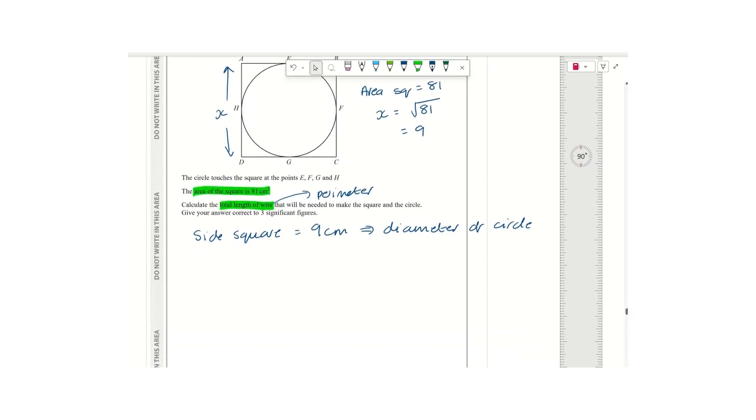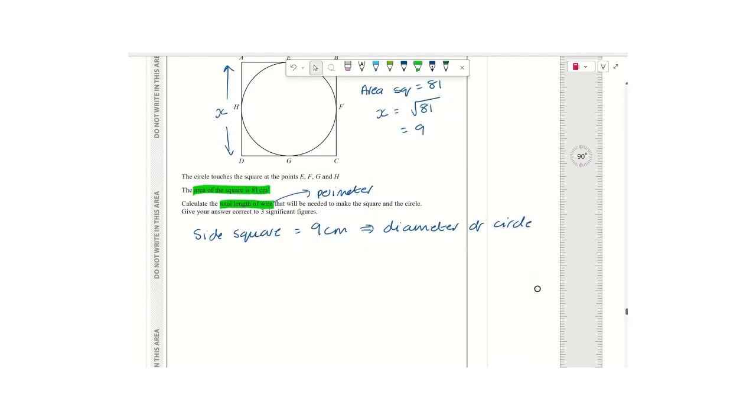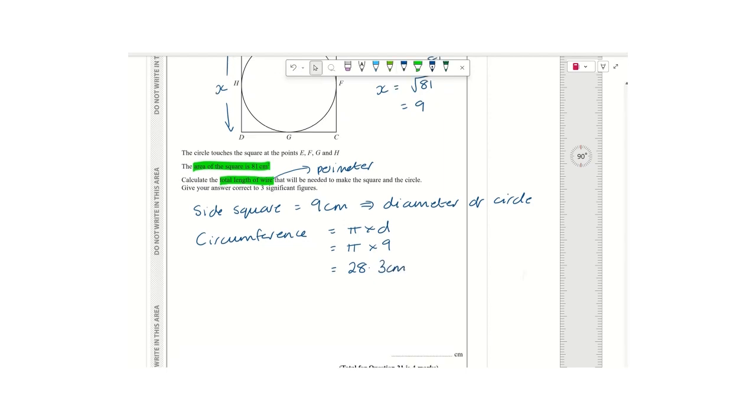So if we want to find the circumference of the circle, circumference is pi times the diameter. So we are going to, on our calculator, do pi times 9, which, oops, press the right button, it usually helps. That's going to be 28.3 centimetres. So that's how much wire I'd need to make the circle.